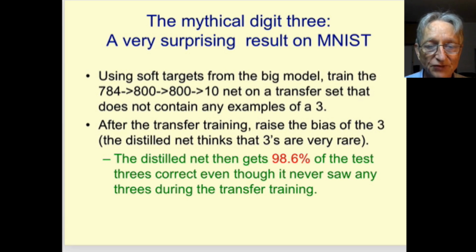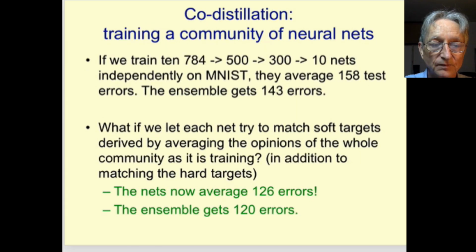So it's learned what 3s look like simply by being told that this 2 is a bit similar to a 3, and that 7 is a bit similar to a 3, and this 5 is a bit similar to a 3, and that 6 isn't at all like a 3. And that's enough to teach you what a 3 is like.